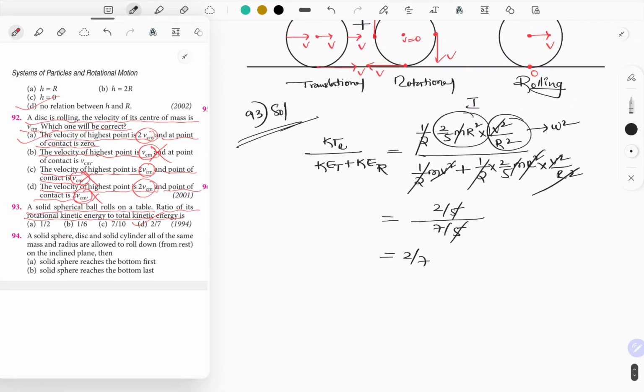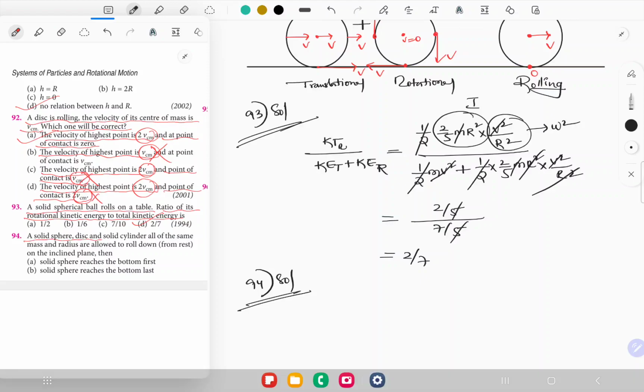Okay. Next question number 94. In question number 94, what is the thing they're asking? A solid sphere, disc, solid cylinder, all of the same mass and radius are allowed to roll down on the inclined plane. Then which one will reach the bottom first?